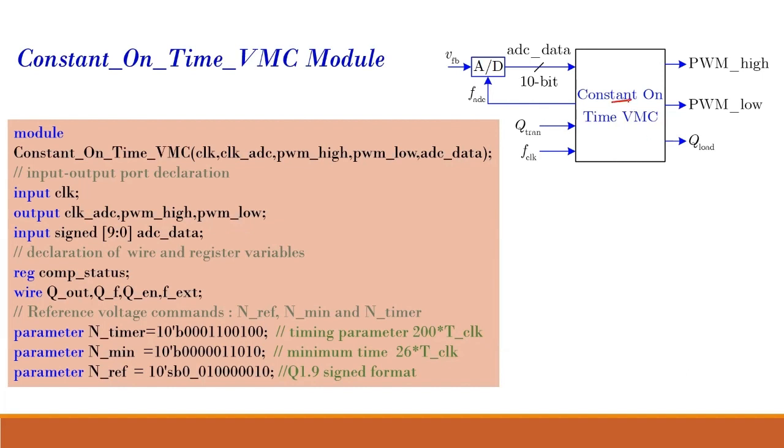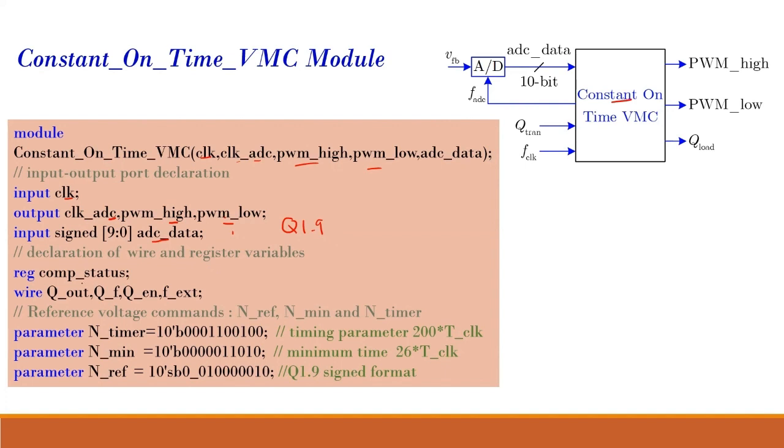So this is my main module, constant on time VMC. It takes many inputs. It takes a clock. Also there's an ADC clock, PWM high, low, ADC data, etc. My input signal is my clock, this is my high frequency clock. The output signals generated are the ADC clock, QH, QL. My input also is the ADC data, just a 10-bit ADC data, which is in the Q1.9 format. If you remember in previous implementations, we had considered that the ADC is generating data in the Q1.9 format, and it is signed format.